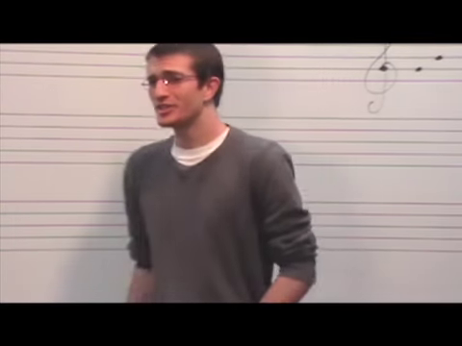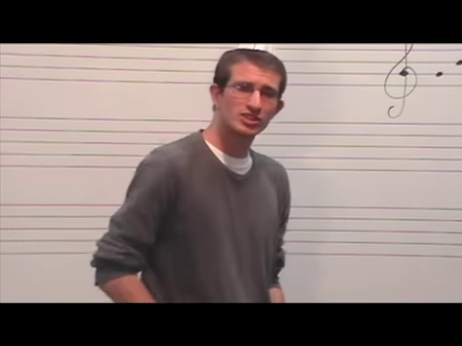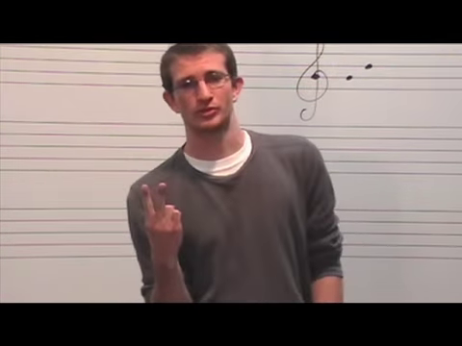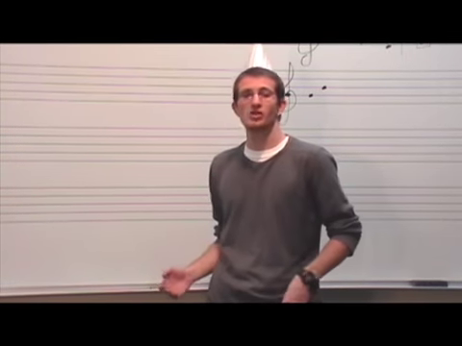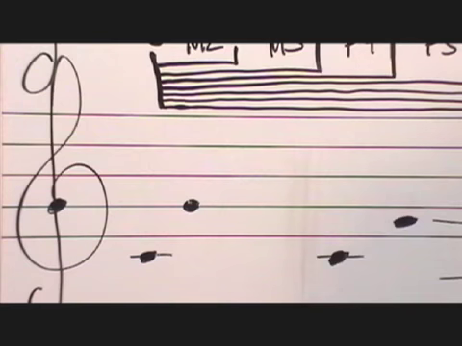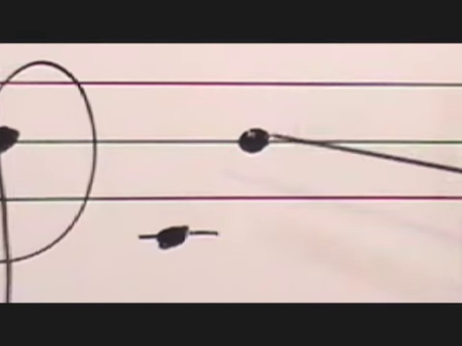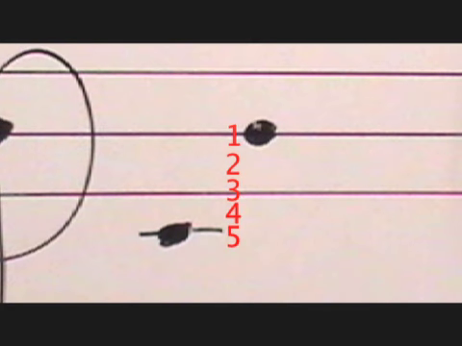So, today, we are going to learn about intervals. An interval is the distance between any two notes. The size of the interval will always be determined by the number of lines and spaces between the two notes. For example, G is 1, 2, 3, 4, 5 lines and spaces away from C.